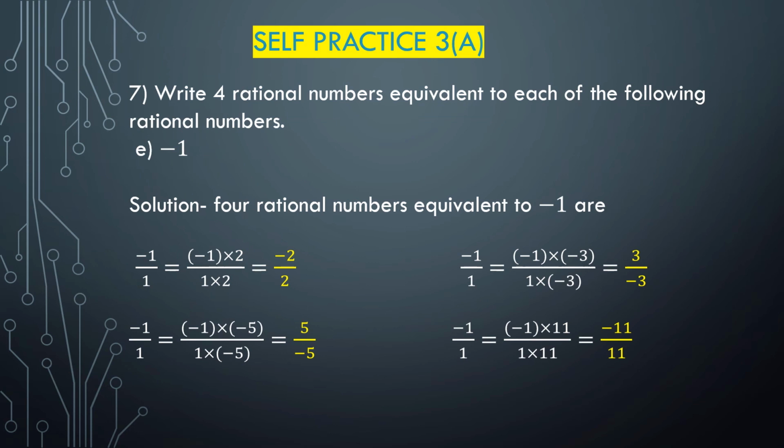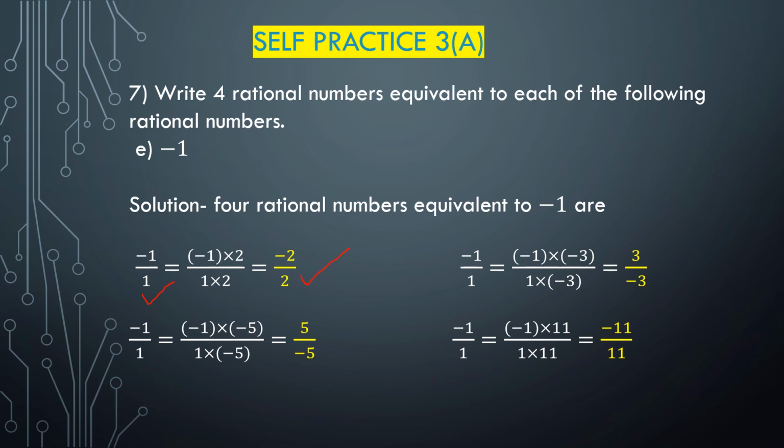Now we solve question number 5, part E, minus 1. Four rational numbers equivalent to minus 1 are, we can write minus 1 as minus 1 divided by 1. If we multiply the number 2 with both numerator and denominator of minus 1 divided by 1, we get minus 1 multiplied with 2 is minus 2, and 1 multiplied with 2 is 2. So we get minus 2 divided by 2, which is equivalent to the rational number minus 1 divided by 1.